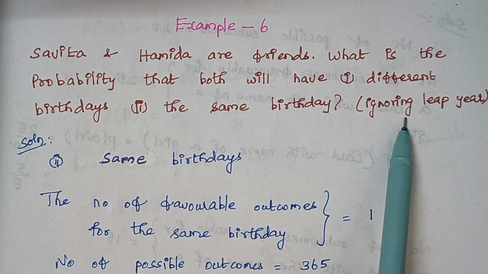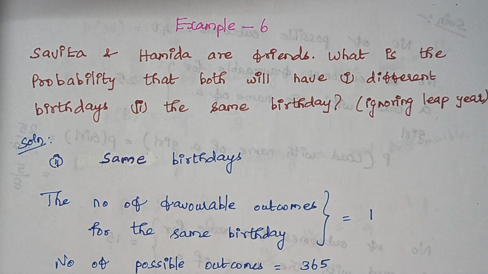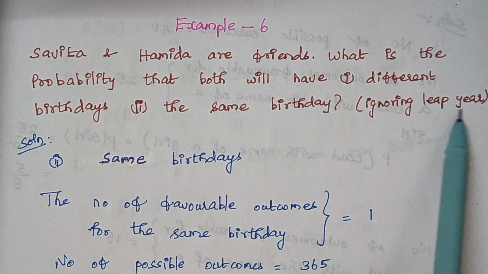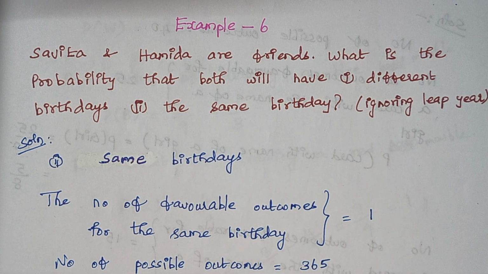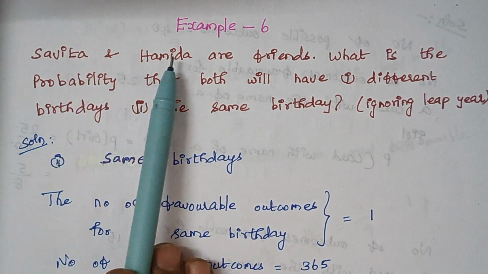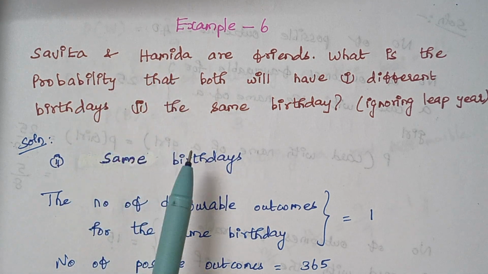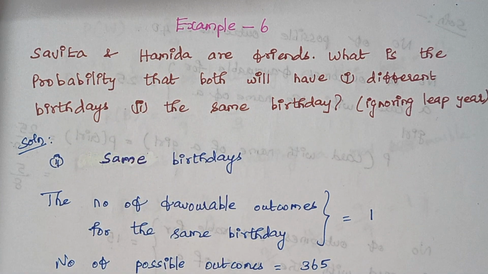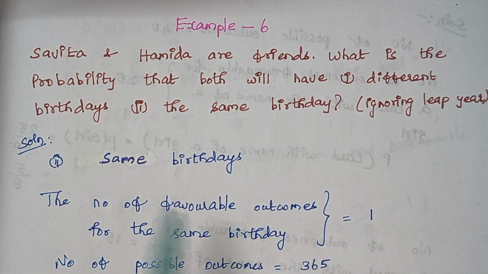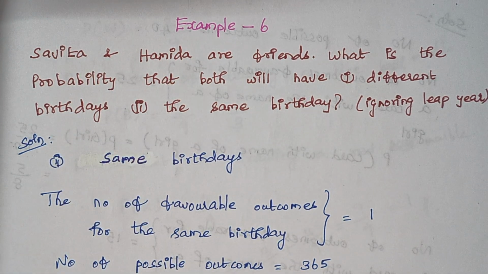So a normal year has how many days? 365 days, and a leap year has 366 days. So here we have to ignore the leap year. So we have to take only 365 days in a year. So first one, when both Savita and Hamida have the same birthday. Same birthday means out of 365 days, both the girls will be celebrating their birthday on the same day. For example, here I am taking January 10. So on January 10, Savita and Hamida will be celebrating their birthdays.